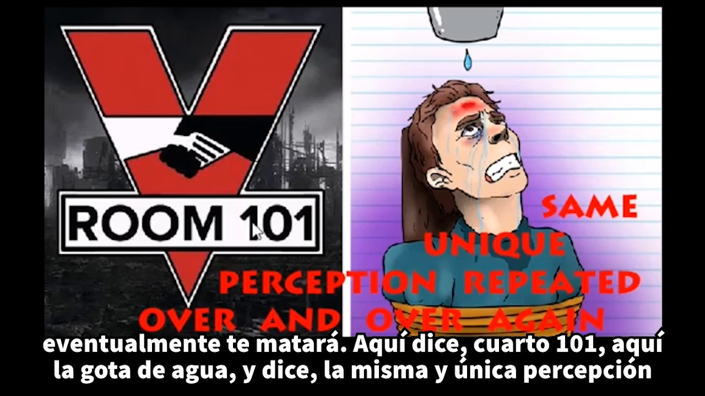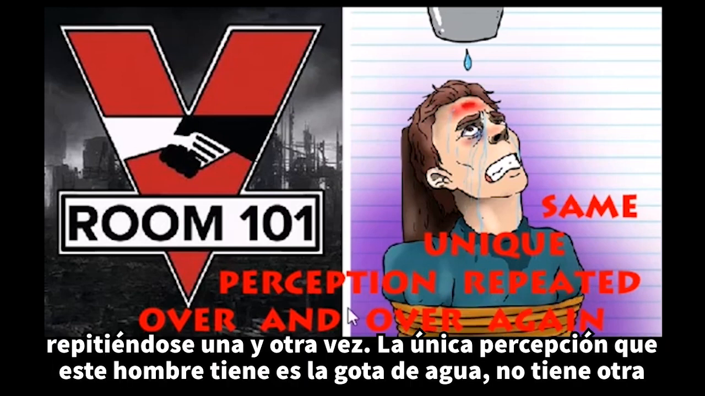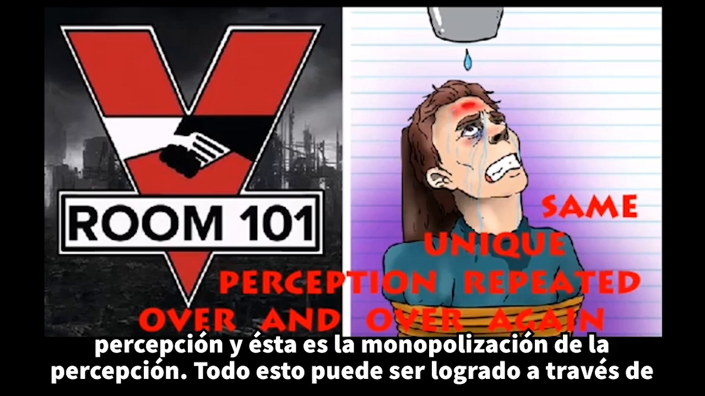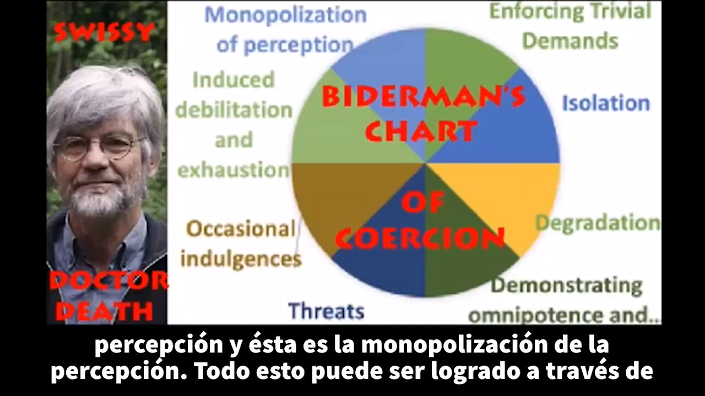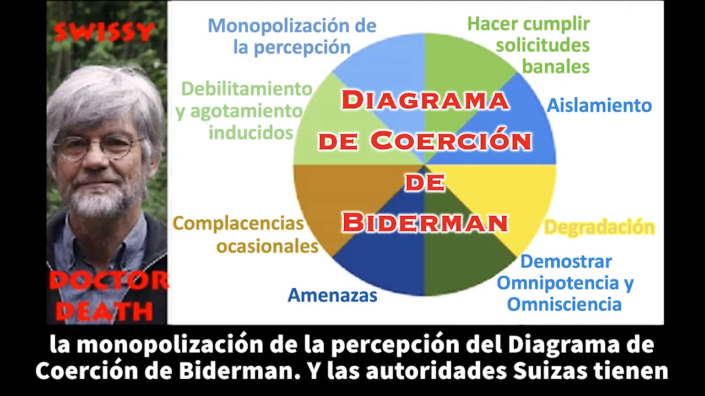So here it says room 101, here the drop of water, and it says here the same unique perception repeated over and over again. So the only perception this man has is the drop of water. There's no other perception. And this is the monopolization of perception. All of this can be achieved through monopolization of perception of Biderman's chart of coercion.